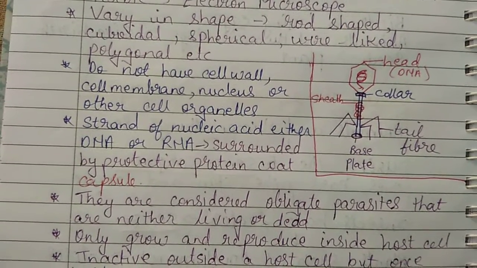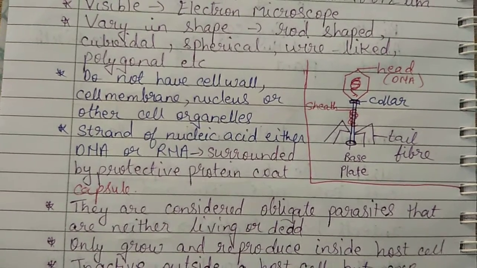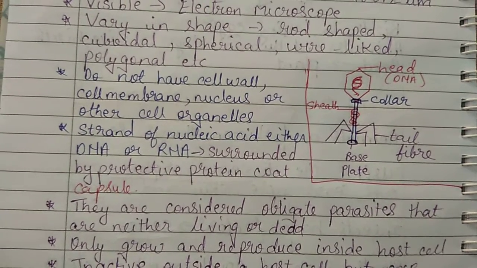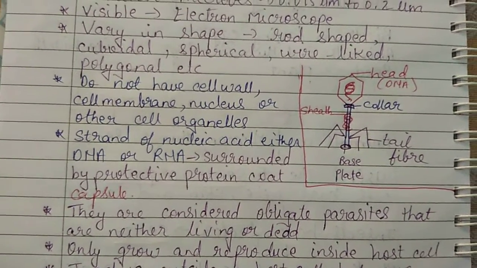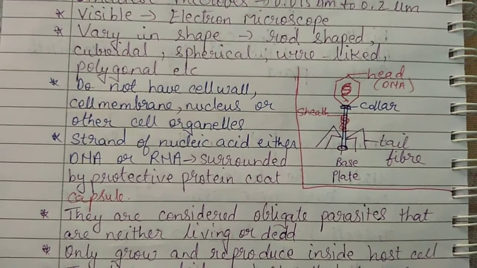Then viruses are obligate parasites. Parasites, we all know that they need a host to live, right? So they are obligate parasites. That means they depend on the host. Therefore they are considered neither living nor dead.